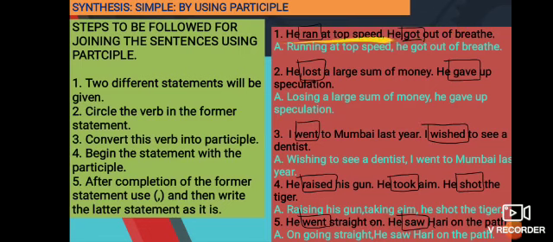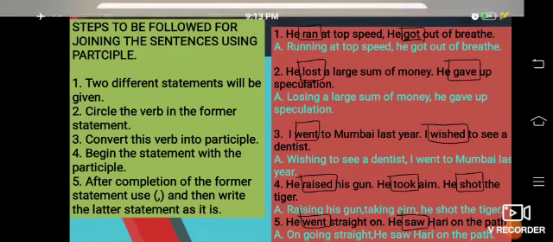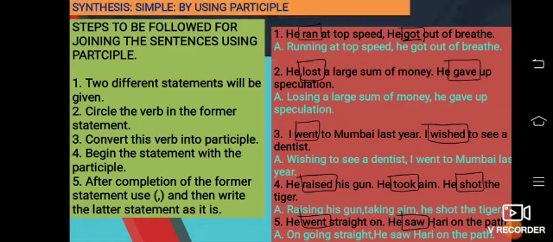So he ran at top speed, so my verb is ran. He got out of breath, so my verb is got. So I'll circle the verb in the former, that is ran. First you bring it to the root verb, that is run, put ing, so it's running. Now he and he, you can see it's repeated. As I've told you, begin the statement with the participle, and this one you will cut. So: running at top speed, comma, he got out of breath.